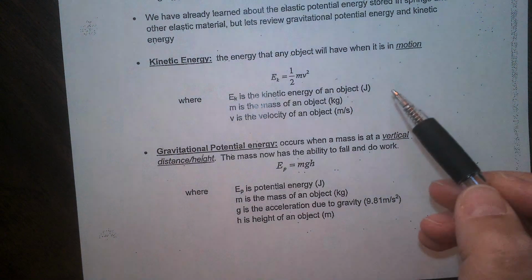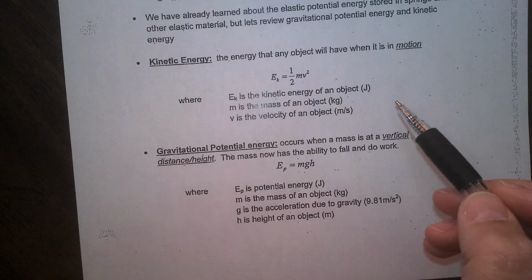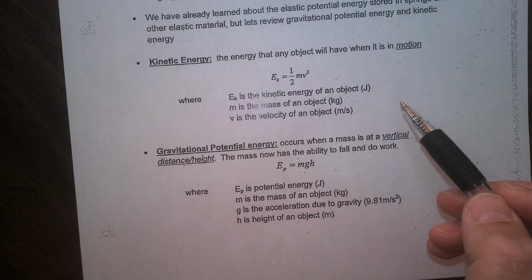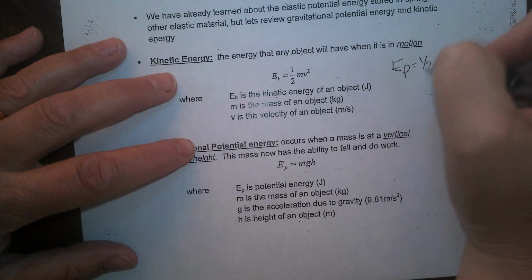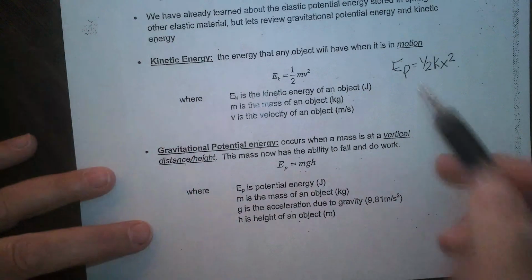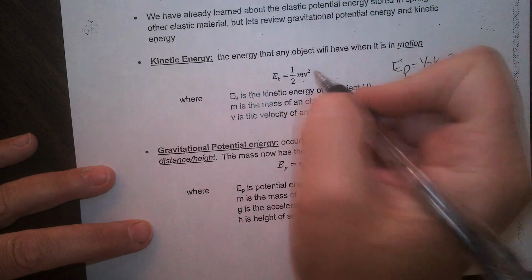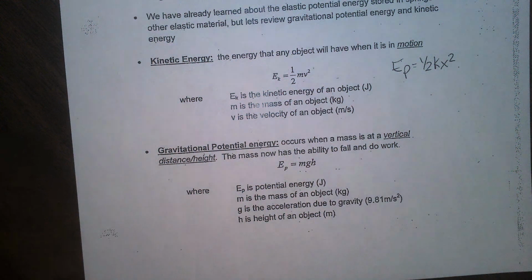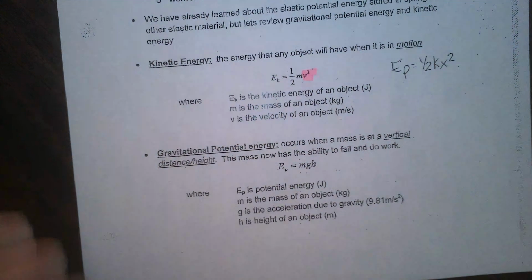Well, that sure looks an awful lot like what other formula we just learned. It sure looks like this. And yet we call that spring potential energy. So this is an object in motion because we're looking at the velocity.